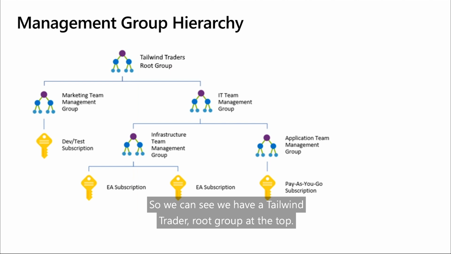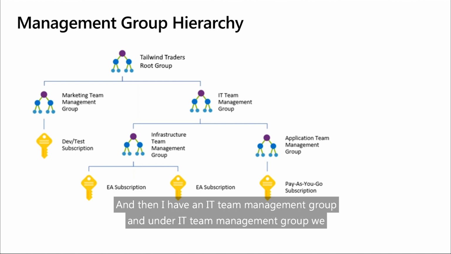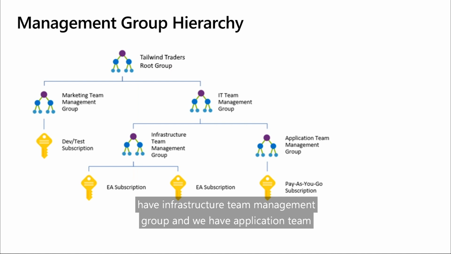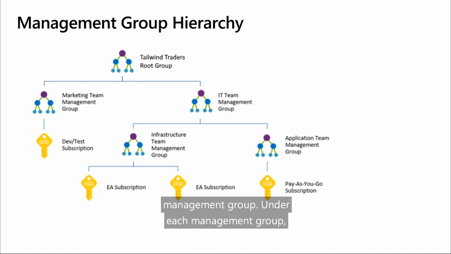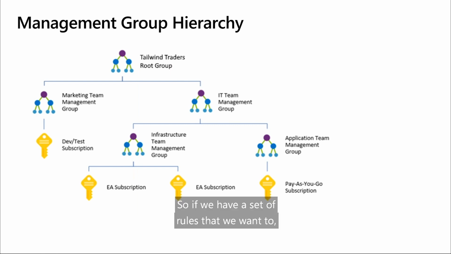So you can see we have a Tailwind Trader root group at the top, and then under the root group we have a marketing team management group, and then I have an IT team management group. And under the IT team management group we have an infrastructure team management group and an application team management group. Under each management group they have their associated subscription.